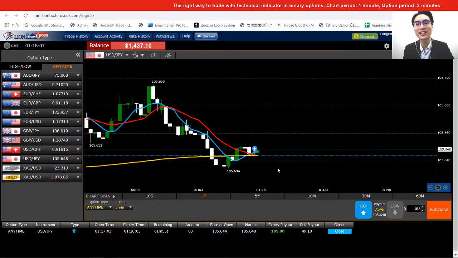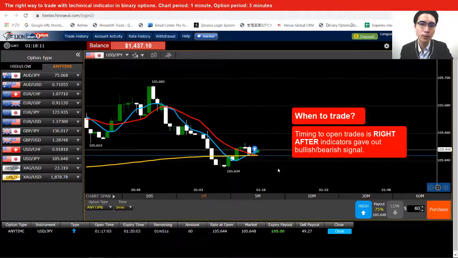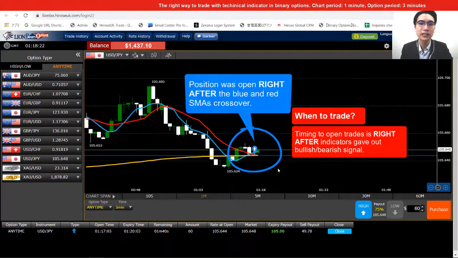Now here we come to the most common mistake for beginners. When we use an indicator to trade binary options, the timing for us to place an option is right after the signal comes out. Here, the two simple moving averages crossover, and that's the exact moment when I place my option.